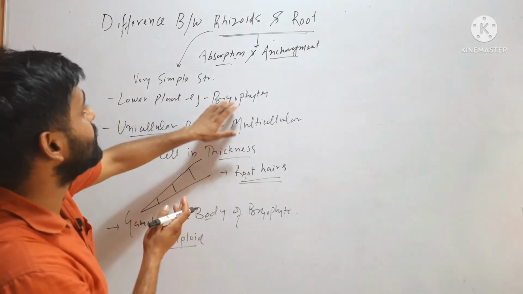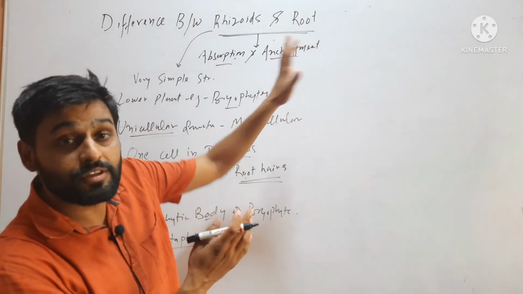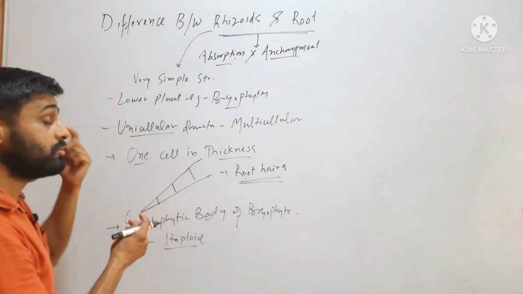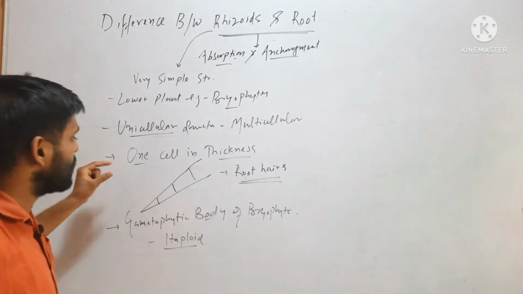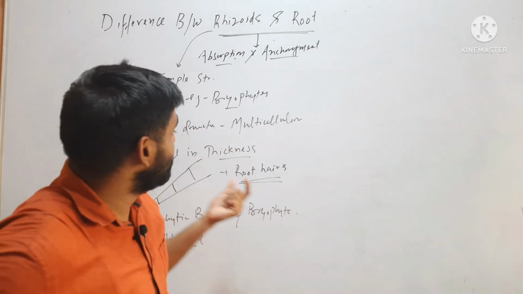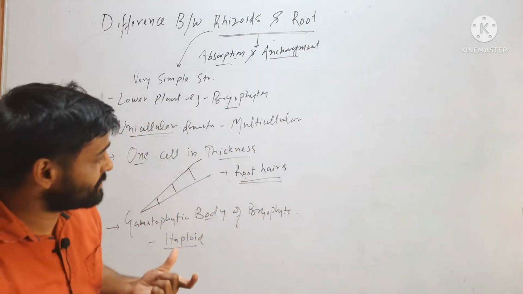So in bryophytes, it is the main absorptive and anchorage organ. It is mostly unicellular, but in some advanced bryophytes it is multicellular. If it is multicellular, then it will always be one cell in thickness.